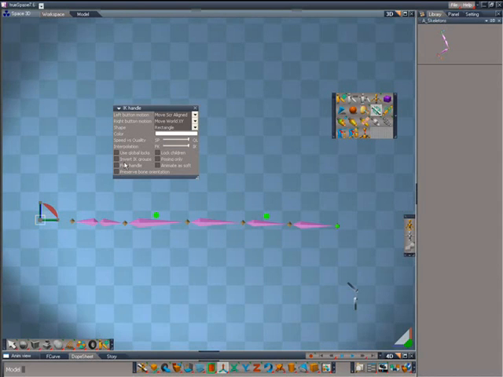Invert IK groups reverses the reactions of these two. So in this case, instead of this turning on the rotation locks, it's going to turn them off, and this one, instead of turning them off, is going to turn them on. So let's just show you the default behavior first of all with the two of them, and now with the invert IK groups.